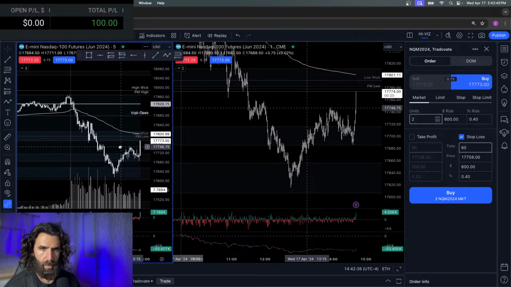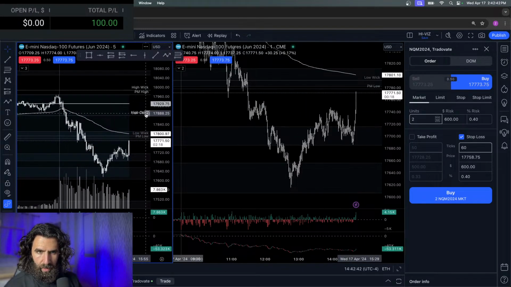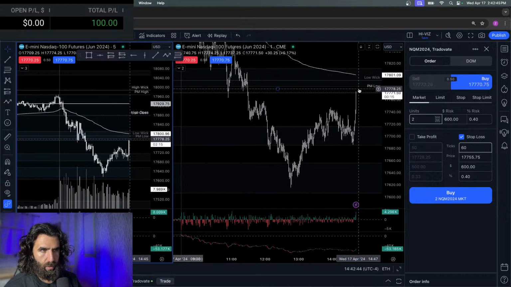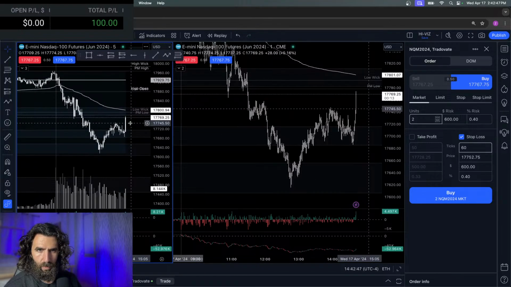Coming all the way back up. Maybe it does want to trail back into the pre-market range. It's approaching it right here. Just going to wait and see.